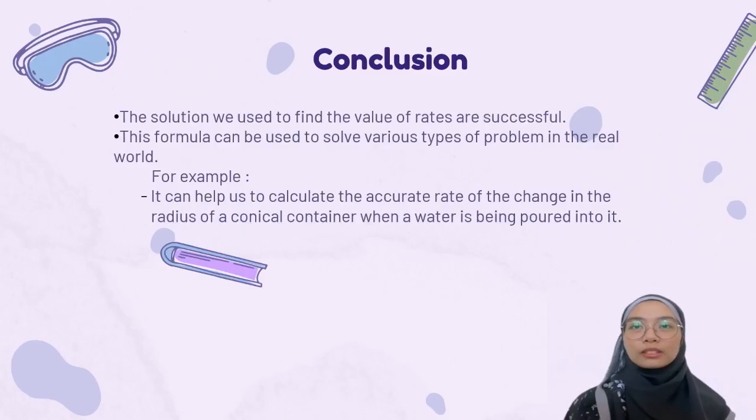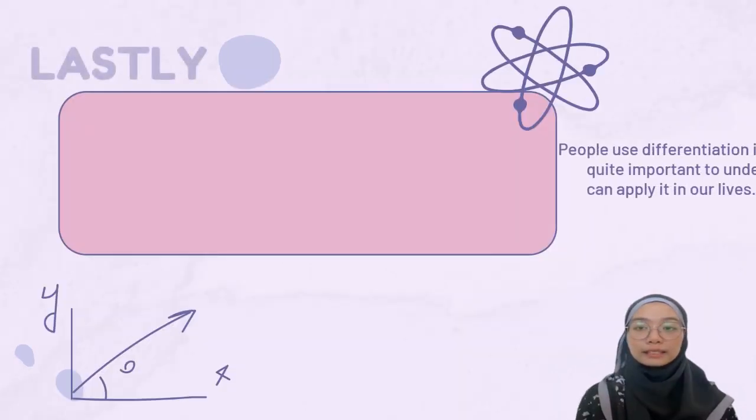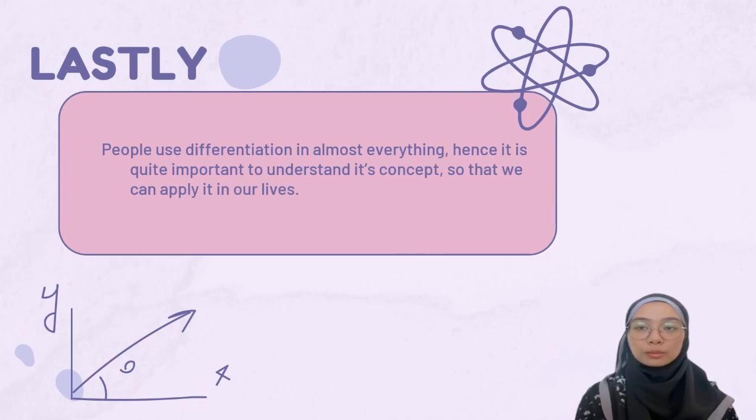As a conclusion, the solution we used to find the value of the rates was successful. This formula can be used to solve various types of problems in the real world. For example, as we have already shown in our presentation, it can help us to calculate the accurate rate of change in the radius of a conical container when water is being poured into it. Lastly, people use differentiation in almost everything, hence it is quite important to understand its concept so that we can apply it in our life.